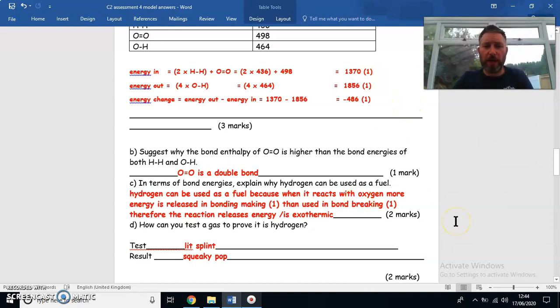Right, D, the test for hydrogen. Really pleased you got this right, because we haven't done it yet, and we won't do it until Module 5. So, well done those people who got this right. Squeaky pop, lit splint. We will come back to this later on. I know we haven't done it yet. Having said that, if we'd been in the lesson and been doing fuel cells, we would have done it then. But sadly, practicals are on hold because we can't distance learn them.